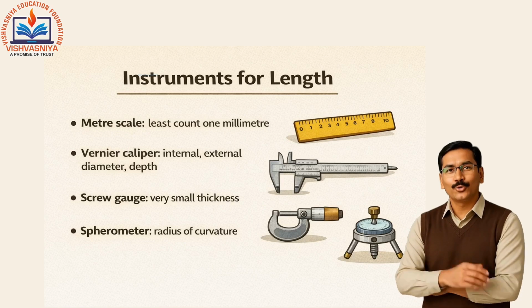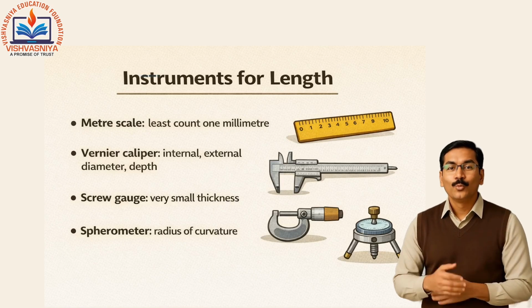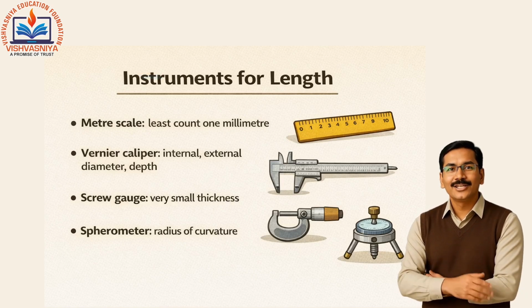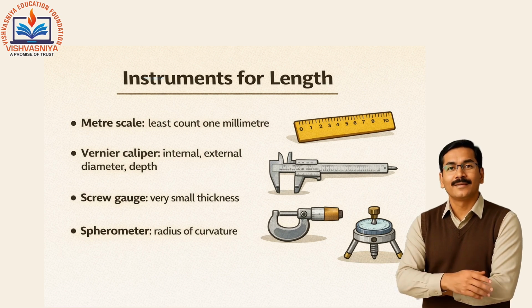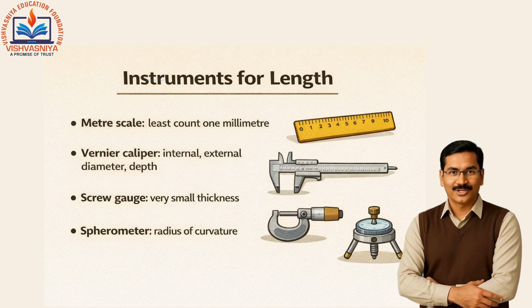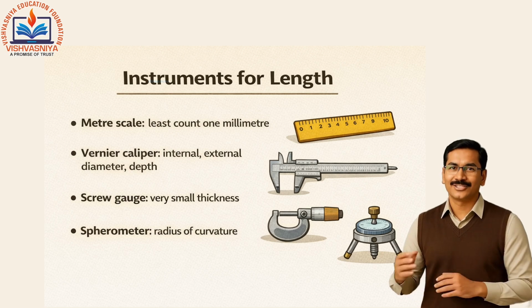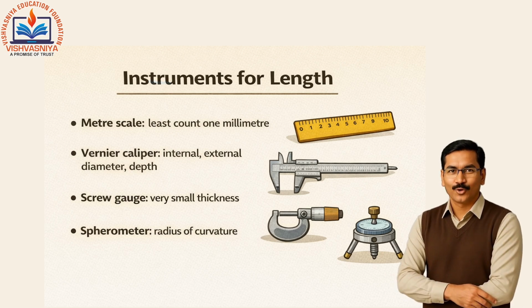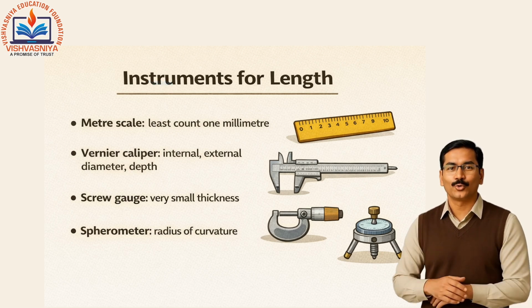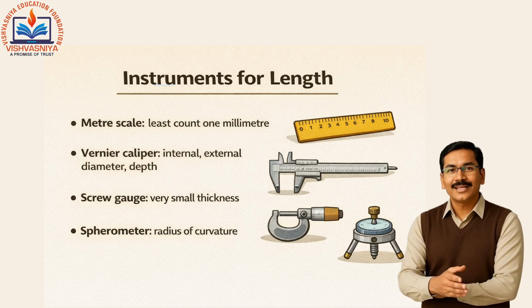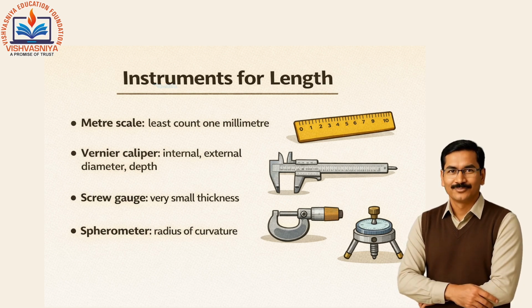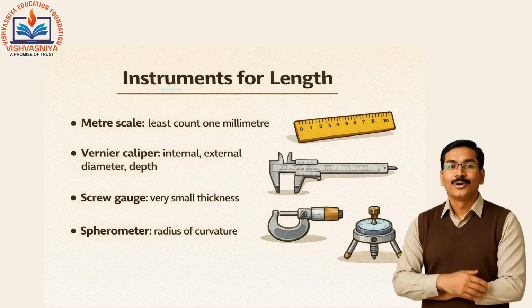Different instruments are used depending on accuracy. 1. Meter scale least count equals 1 millimeter. 2. Vernier caliper measures internal diameter, external diameter, and depth of objects. 3. Screw gauge measures very small thickness such as wire diameter. 4. Spherometer measures radius of curvature of spherical surfaces.